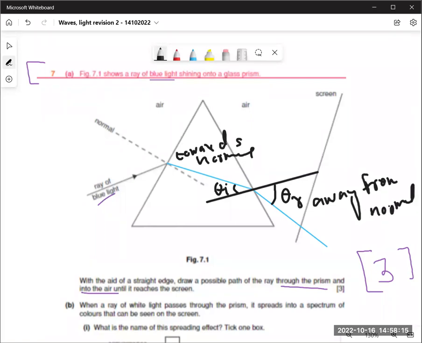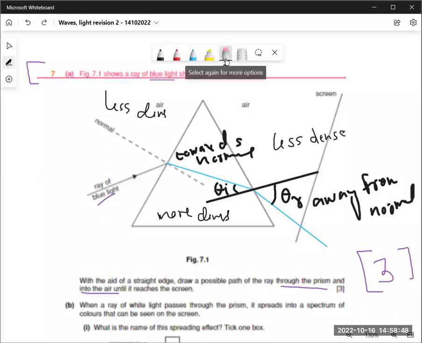Why is it away from normal? Because look, at first what's happening is this is going from less dense, air is less dense, to more dense, back to less dense. When you go from less dense to more dense, it's going to bend towards the normal. Again, less dense to more dense to less dense, it bends away from normal. And that is what you get. So the light will reach till here. We can remove the extra part from here. That's it. That's all you have to draw. Is that clear? Any questions?